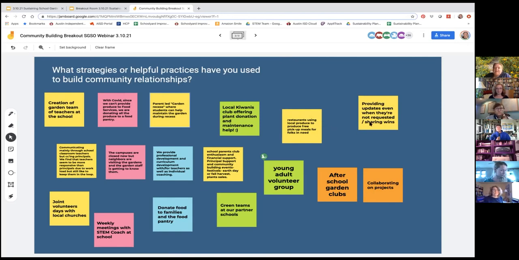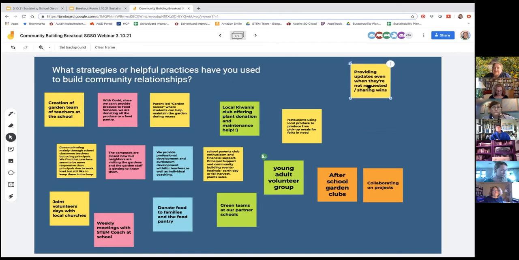I love this one here, sharing wins. I think celebration is just so key. There are various levels of celebration, from big community event celebrations, where somebody wins an award, all the way down to sending an email to one teacher: Wow, I went by the garden and I saw that you were out there with your kids during a non-scheduled time. That's so awesome. I'm so proud to see that the garden's being used. Any level of celebration can be really important.